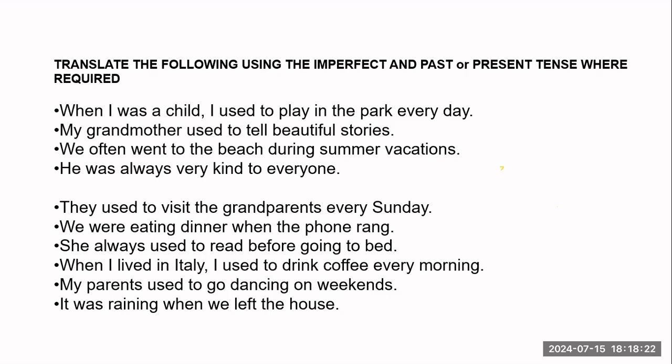When I was a child, I used to play in the park every day. Quando, I don't remember the past tense of essere. Essere is ero. Quando ero una bambina, giocavavo nel parco ogni giorno. Okay, look at the verb giocare. Take the verb giocare. You're just dropping the are and you're adding avo. Giocavo. Correct. Okay.